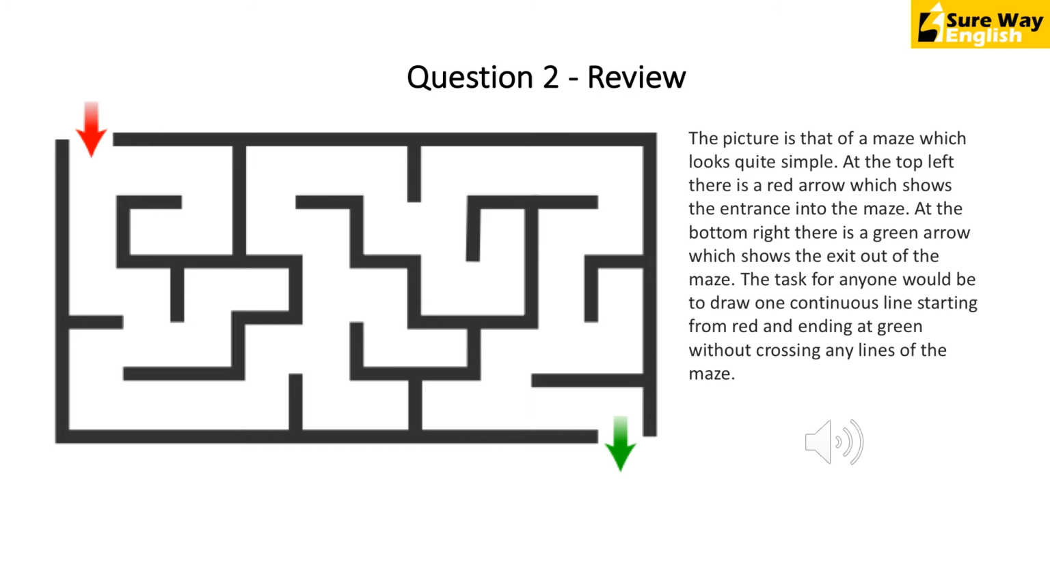And then based upon my own understanding and what I know about mazes and puzzles, I'll just add another sentence to sort of draw a conclusion that the task for anyone would be to draw one continuous line starting from red and ending at green without crossing any lines of the maze. Someone else could have drawn a different conclusion. For example, someone else could have said that the task would be for someone to enter the maze at the green arrow and to find the way out at the green arrow at the bottom. And that would have been fine.